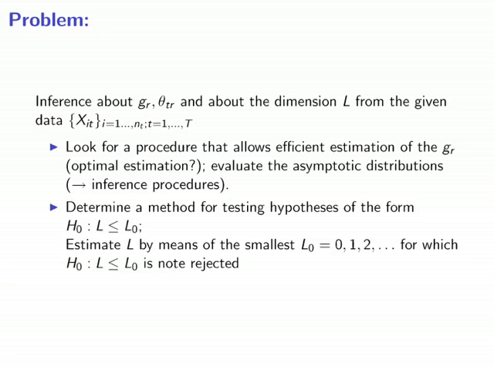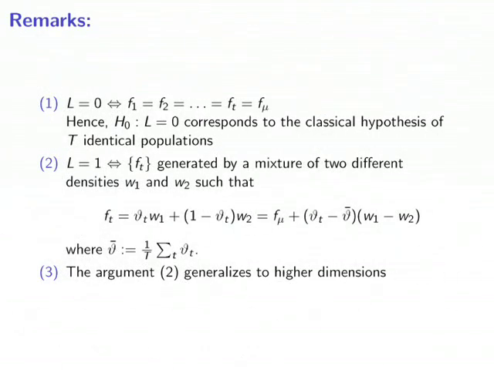And testing hypotheses of this form, our method for determining the L would be testing hypotheses of the form H0: L less or equal than L0, and estimate L by means of the smallest L0 for which this is not rejected. That means that the importance of the component is above the error level. And just remarks on some of the model: of course, if you say the importance is that everything is equal to the mean function, then you don't need anything. So L is equal to 0.